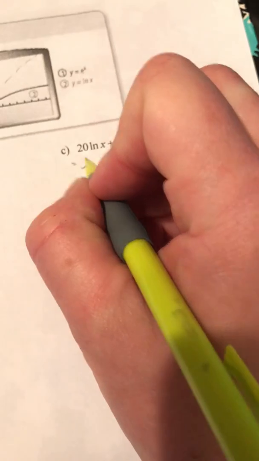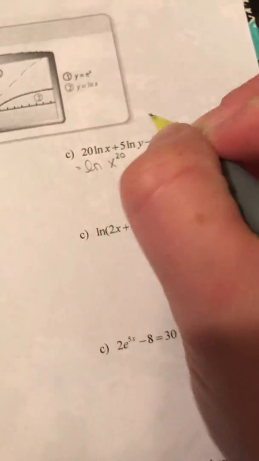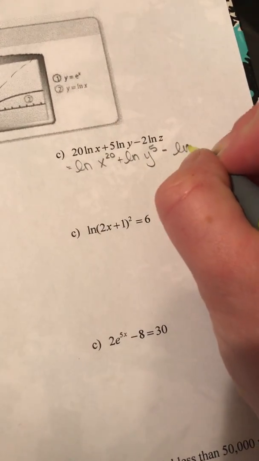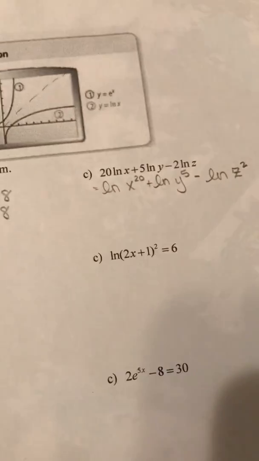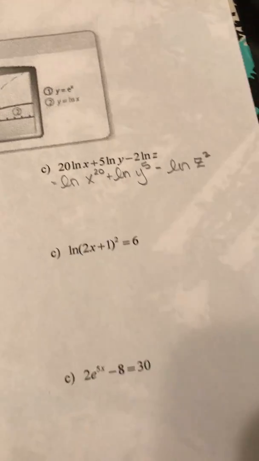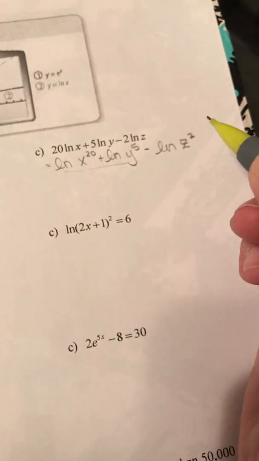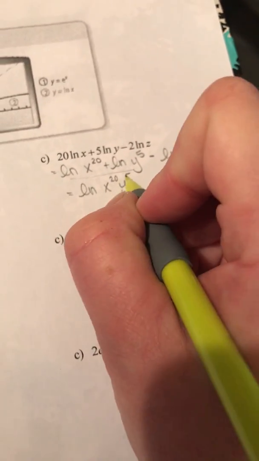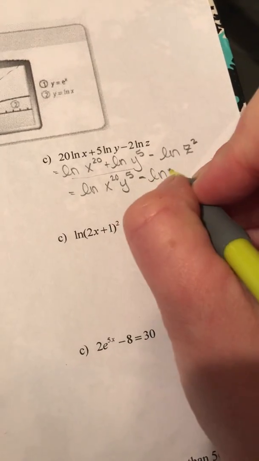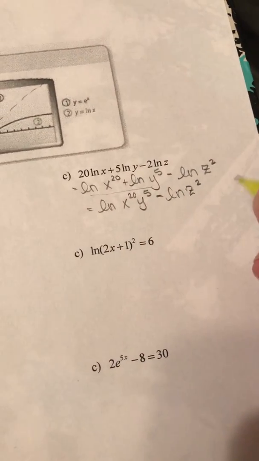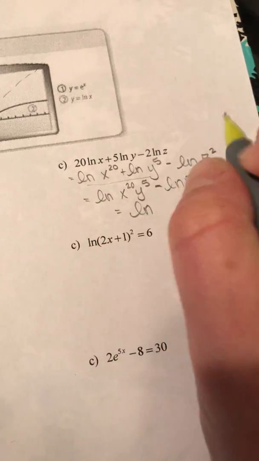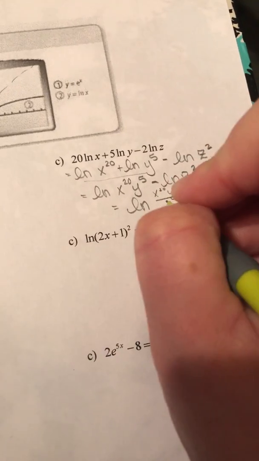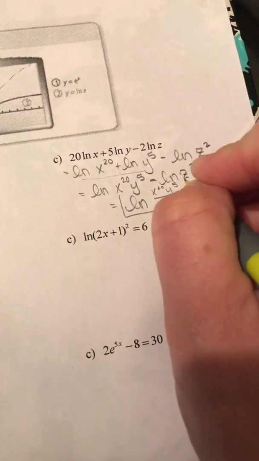All right, this guy, same idea. So there's numbers in front. I'm going to say the natural log of x to the 20th power plus the natural log of y to the 5th minus the natural log of z squared. Always work left to right, just like we read a graph, just like we read a book. So I'm going to combine these two into the natural log of x to the 20th, y to the 5th, minus the natural log of z squared. And then using the quotient property, I can combine it into 1, so the natural log of x to the 20th, y to the 5th, all over z squared. And that is our one logarithmic term.